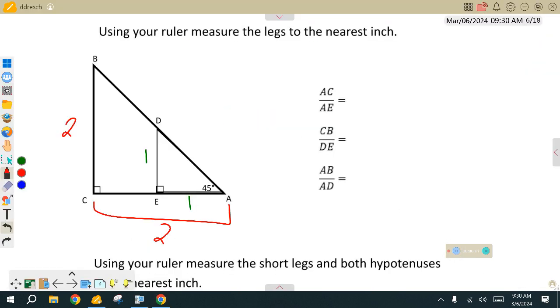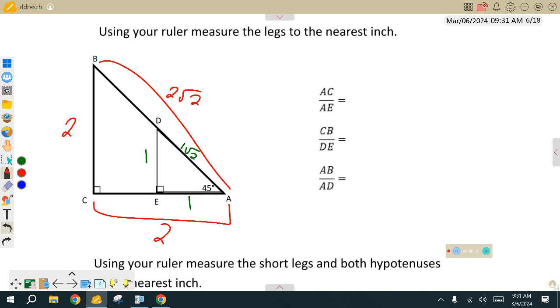Everybody, go get me the length of the two hypotenuses. Without hypotenuse, what do we got? AB is what? 2 root 2. Let me use a different color there. 2 root 2. Itty bitty hypotenuse is AD, which is?